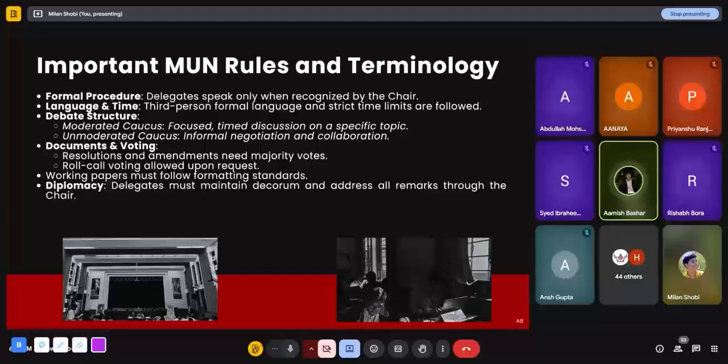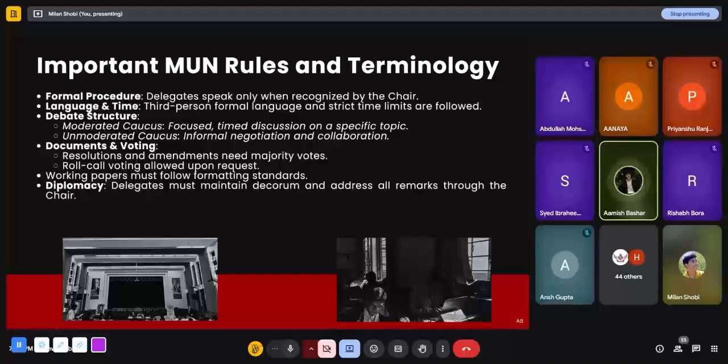Also, there are points of order and inquiry. Point of order is used when a delegate makes a factual or procedural mistake while speaking. And parliamentary inquiry is used when you're confused about procedure. For example, can we motion for a new caucus?